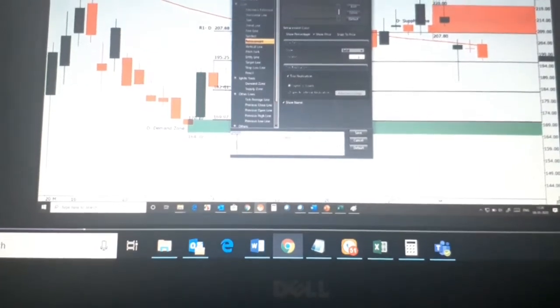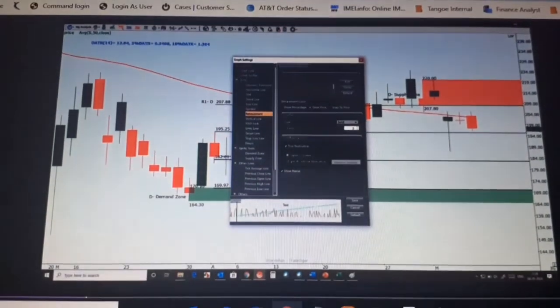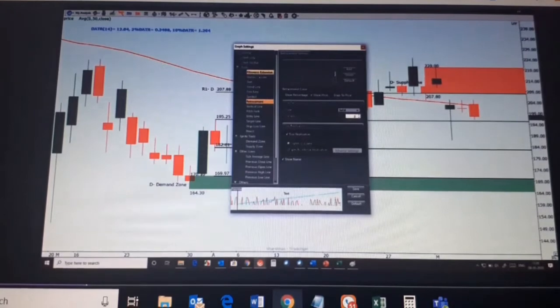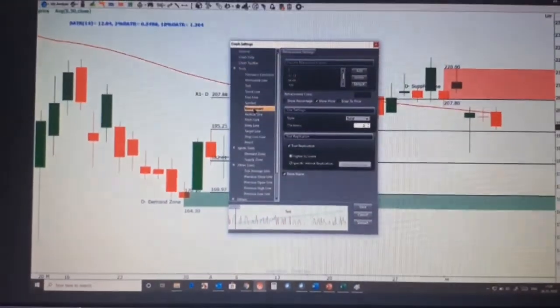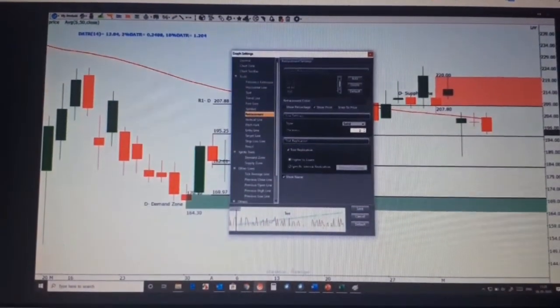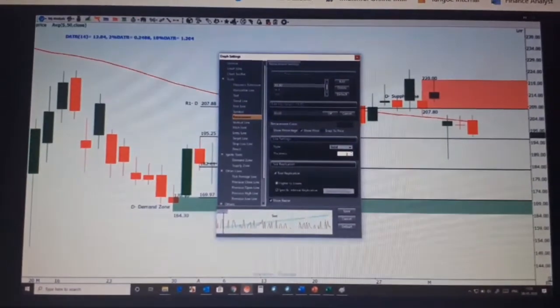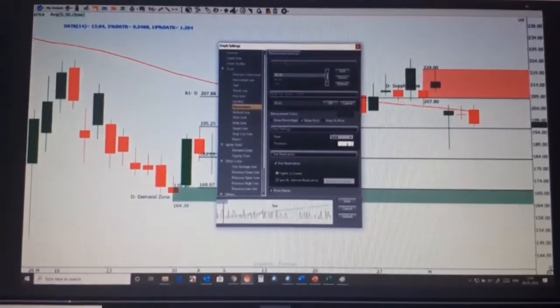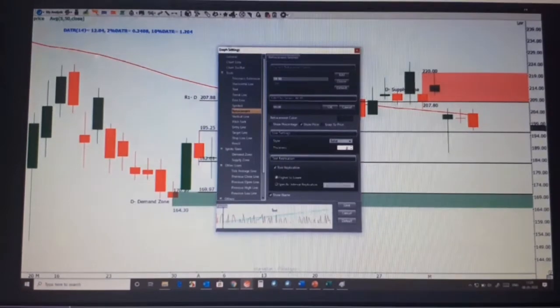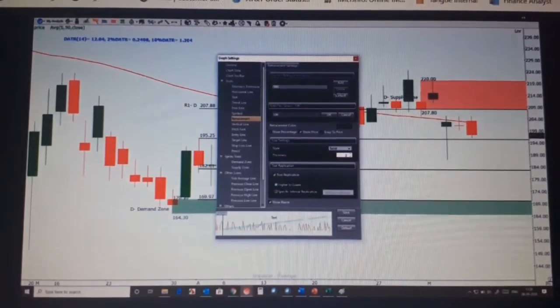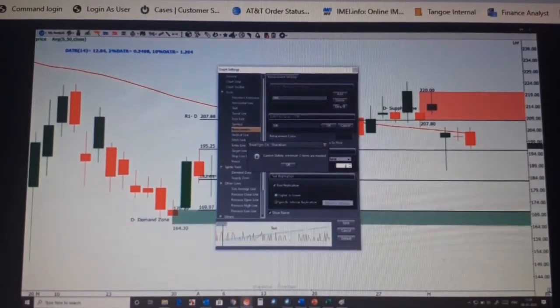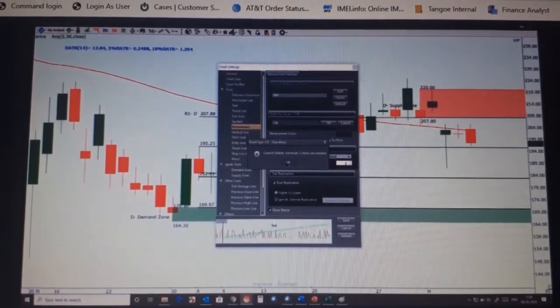That's not Fibonacci. That's something else. Fibonacci is here. This is retracement. So how to add or delete? If you want to delete this, click on this and delete. Now you cannot delete this because you should have a minimum of two items over here.